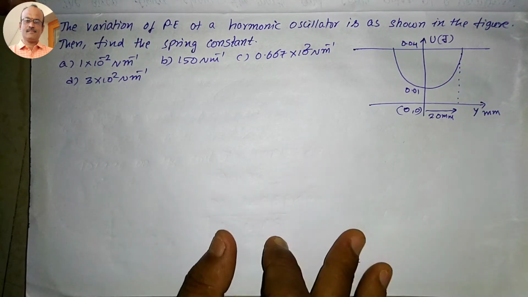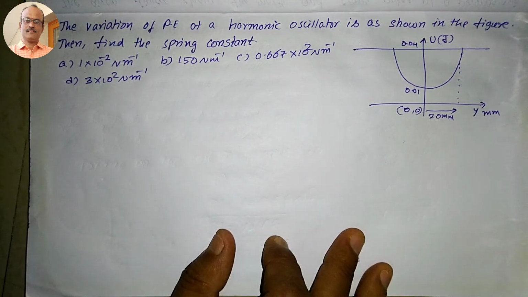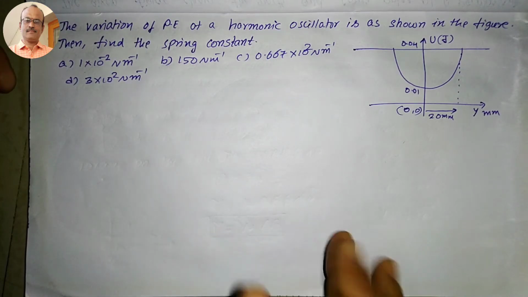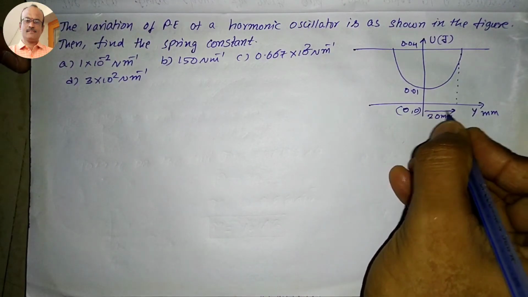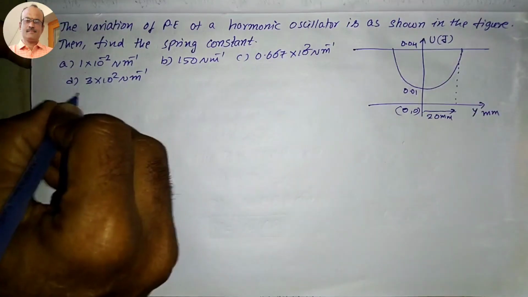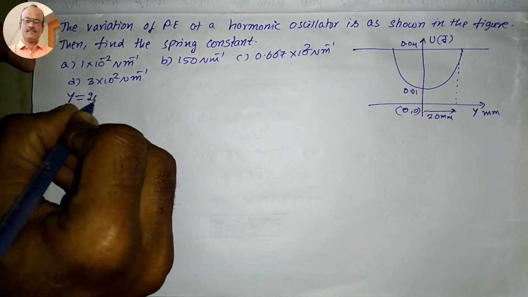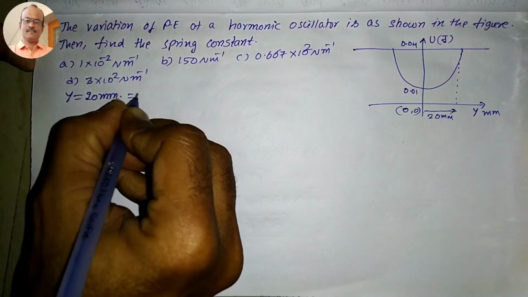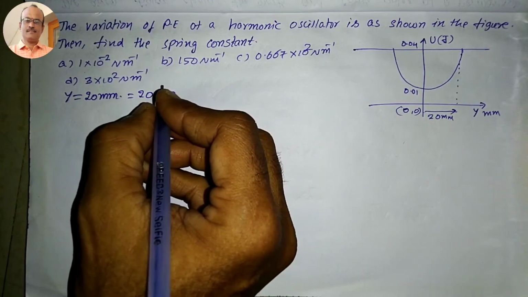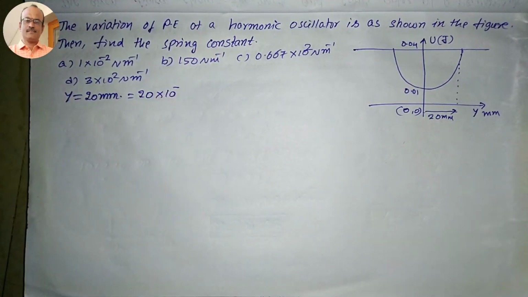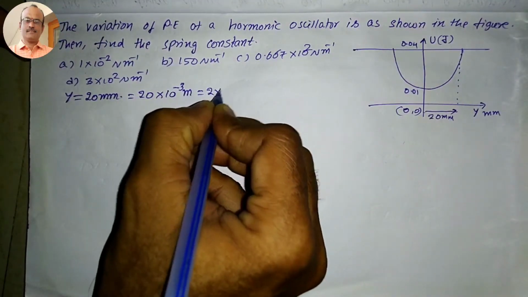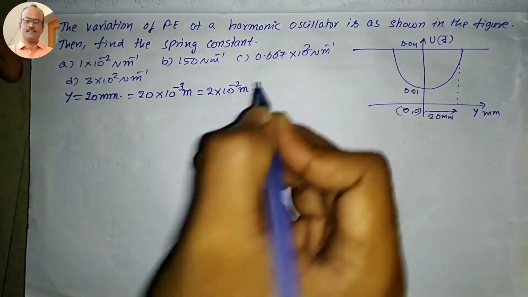Now the question number 11: the variation of potential energy of a harmonic oscillator is shown in the figure, then find the spring constant. First of all, observing the graph, the displacement is given, that means from the origin to here, the maximum displacement of the curve, y is equal to 20 millimeters. Convert into meters: 20 into 10 to the power of minus 3 meters, or otherwise 2 into 10 to the power of minus 2 meters.